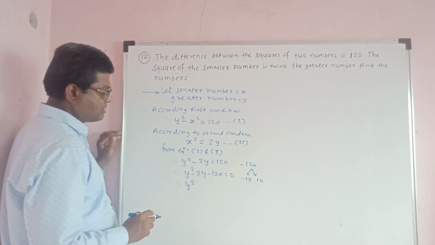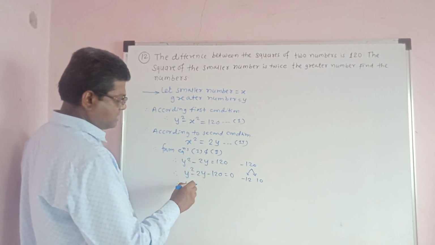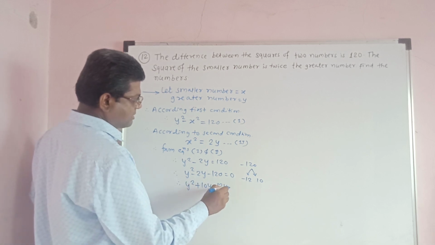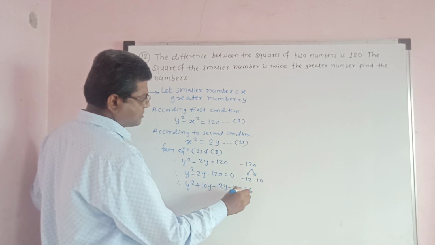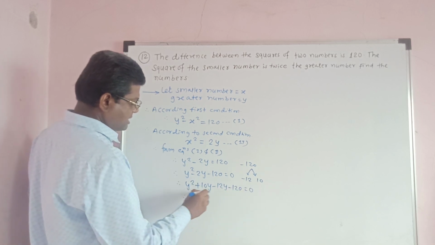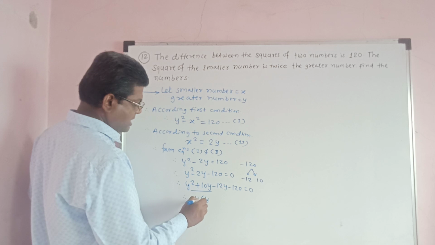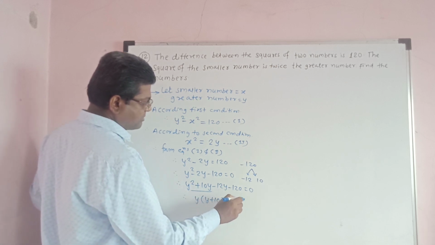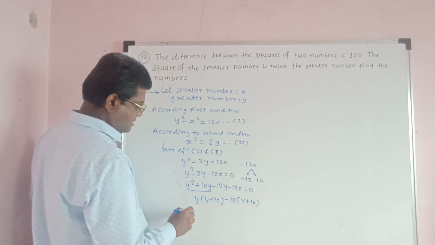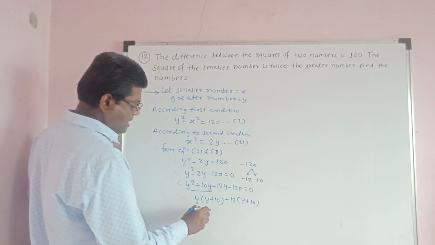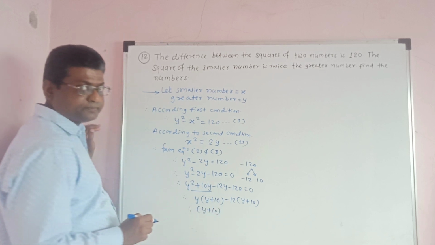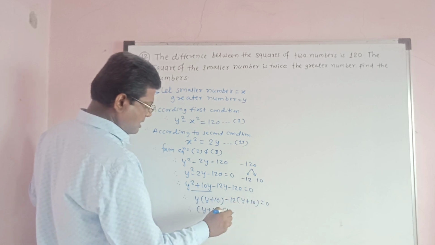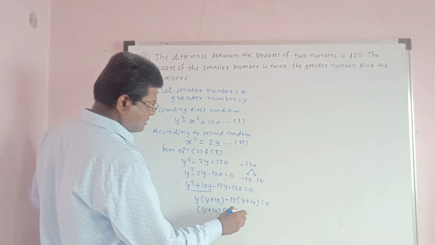Therefore, y square, this minus 2y can be split up as plus 10y minus 12y minus 120 is equal to 0. Taking y common, y in bracket y plus 10. Taking minus 12 common, in bracket y plus 10. Therefore, y plus 10 common bracket, in second bracket y minus 12 is equal to 0.